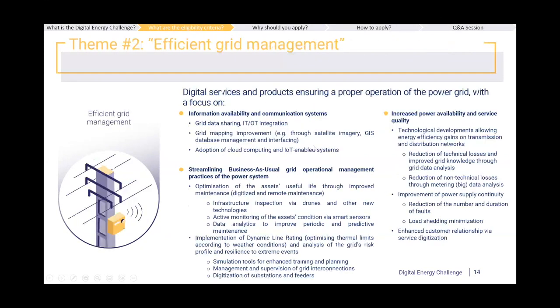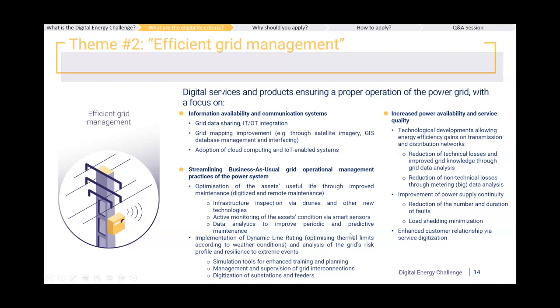The second theme is about efficient grid management. So here you have all the digital services and products that support the operation of the grid, the national grid. And it could fall into different categories of digital services. The first one would be all the information systems related to that grid. For example, grid data sharing, the fact of putting in some IoT-enabled systems to better understand the state of the grid at a given time. It could be about grid mapping improvement. So there is a lot to do around data, and especially real-time data on grids.